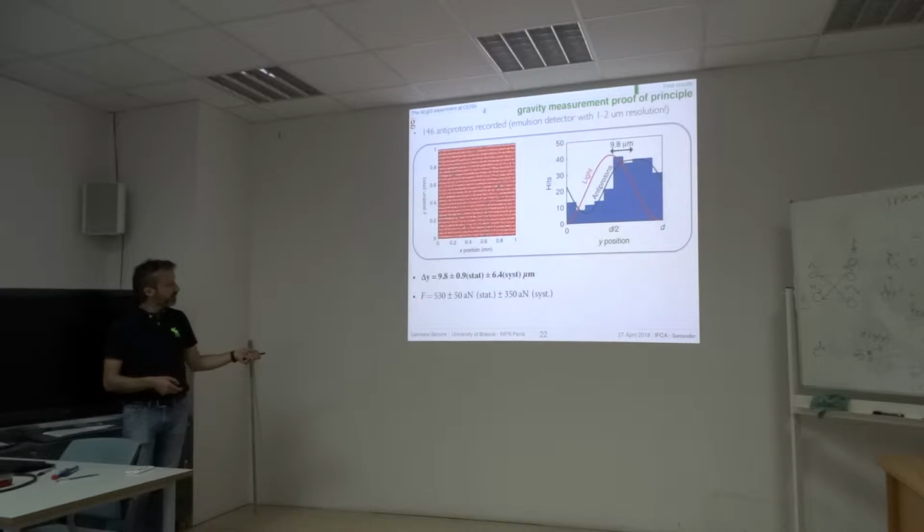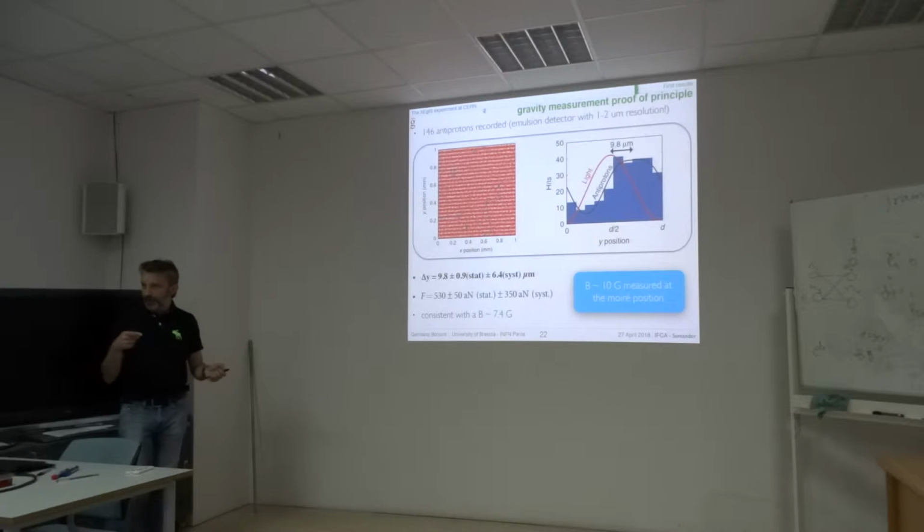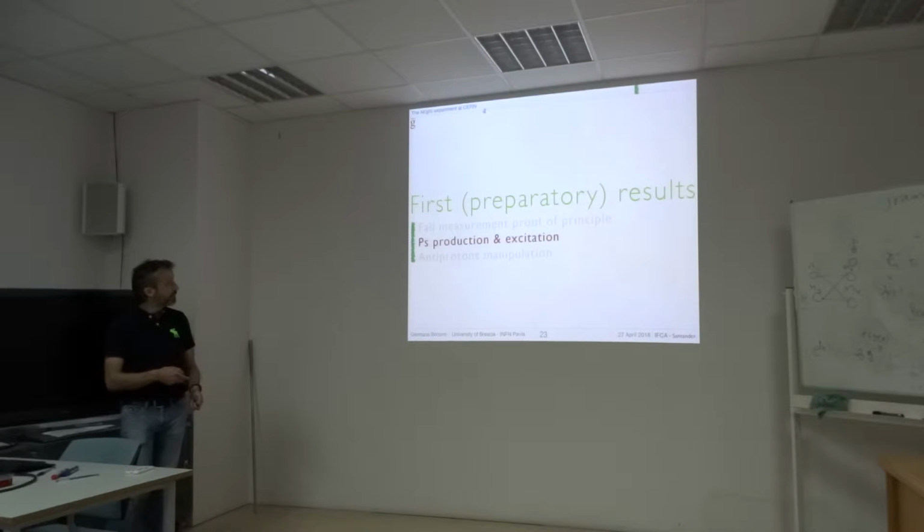This corresponds to a force of about 530 yoctonewton, consistent with a magnetic field perpendicular to the speed of 7.4 Gauss, and indeed the measurement we did in that position was about 10 Gauss, so it's compatible with the force due to magnetic field. But this is not important. We were not going to measure the force. We were trying to test our complete system, to see if this could be used for the real measurement.